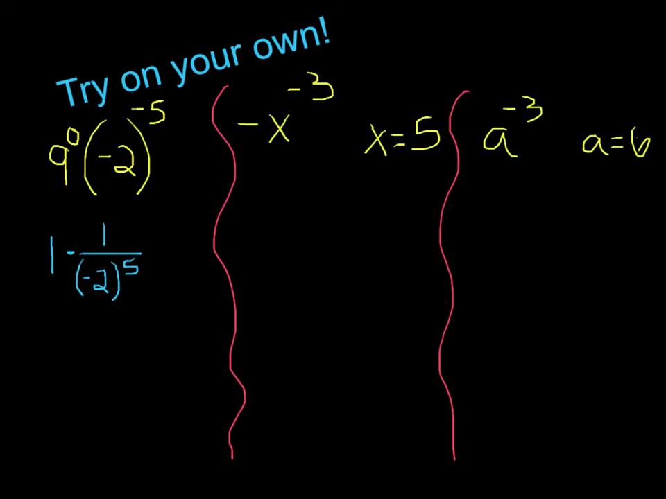For the first one, anything to the power of 0 is 1, and then I'm going to rewrite this as a fraction, kept the same base, changed my exponent to positive, and now I have 1 over negative 2 to the power of 5, odd exponent, so my answer is negative, and 2 to the 5th power is 32, and I can rewrite that as a negative out in front. Negative 1 over 32.